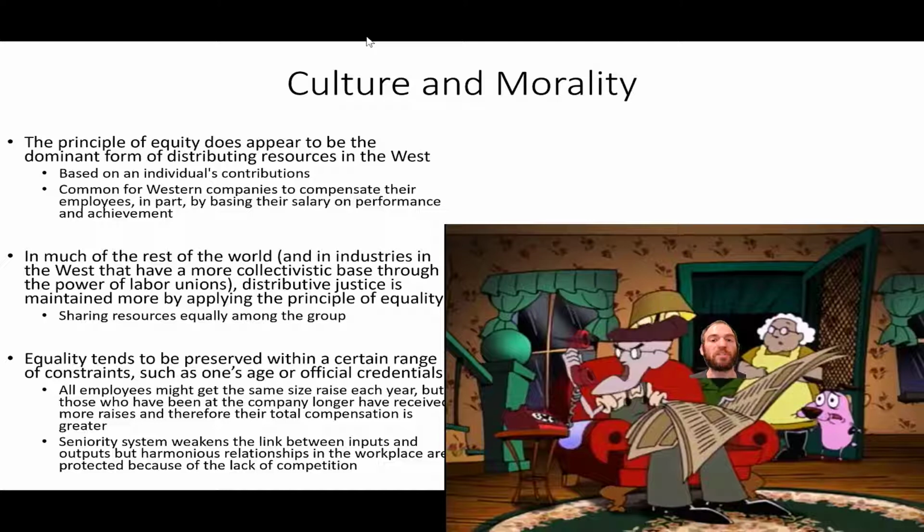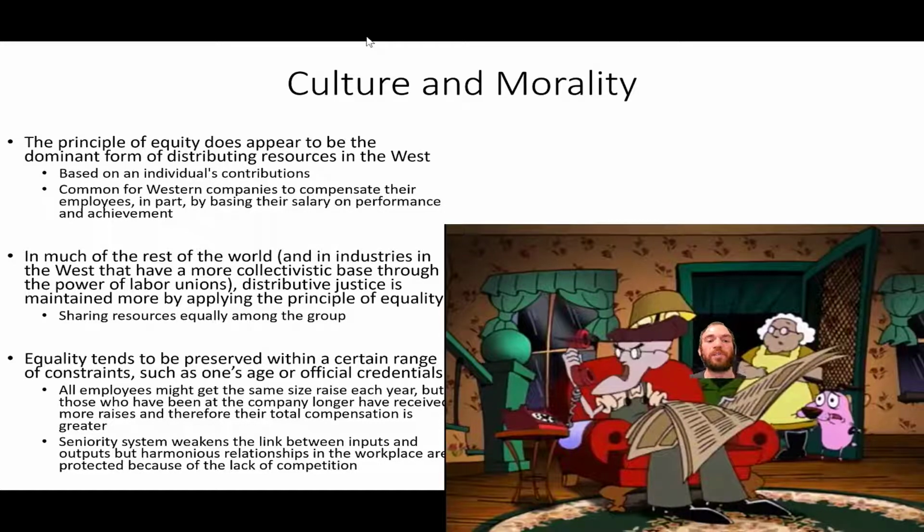So morally, what is the correct moral way to distribute resources within a country? And we're talking about 2 in this slide, and that's theories of equity and equality. And there's also a theory of need that we'll get to momentarily. But equity is kind of like this meritocracy. It's kind of what you put in, theoretically, compensating your employees based on their performance and achievement, I should say.